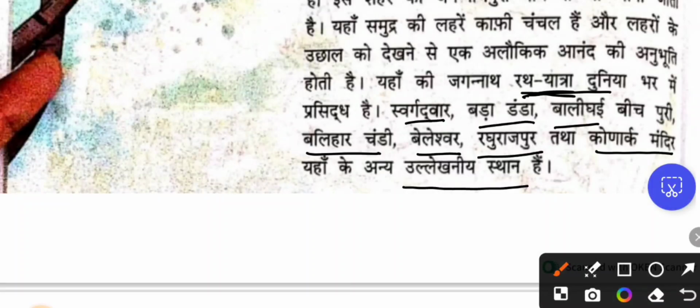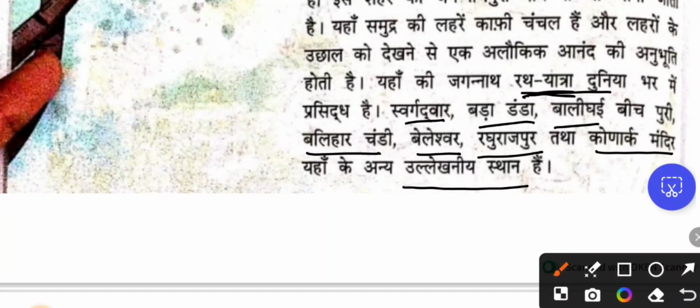So what are the places which we can visit in Puri? Swargadwar, we can see Jagannath temple and the Rath Yatra, Bada Danda, Baligai beach Puri we can visit, Balihar Chandi, Baleshwar temple, Raghurajpur is a village which is famous for the art forms, and the Konark Mandir which is a sun temple. So these are the very remarkable or the notable places in Puri.